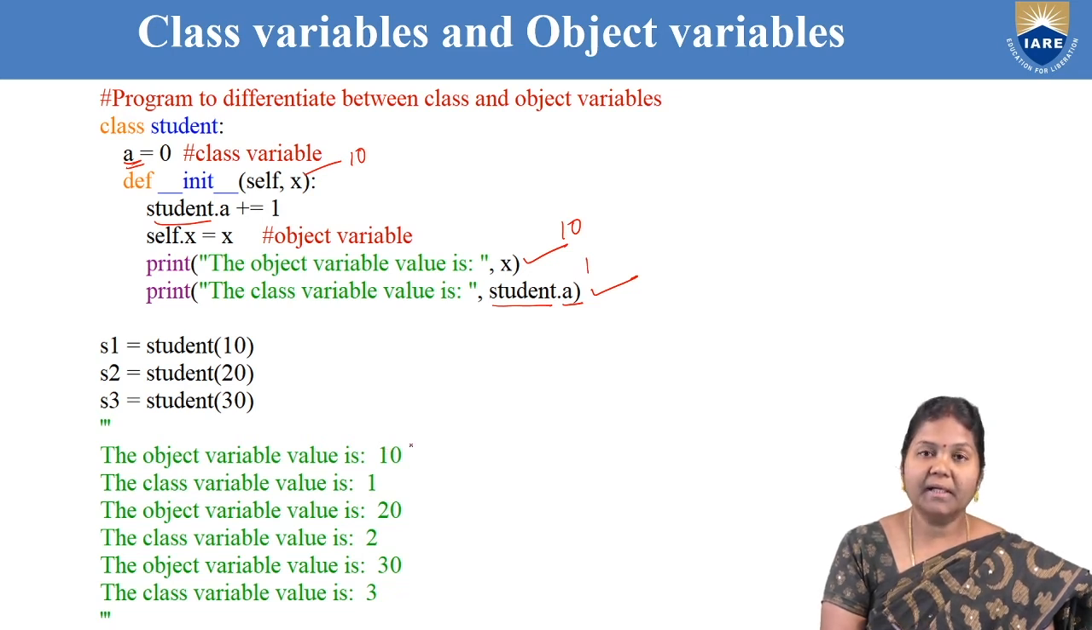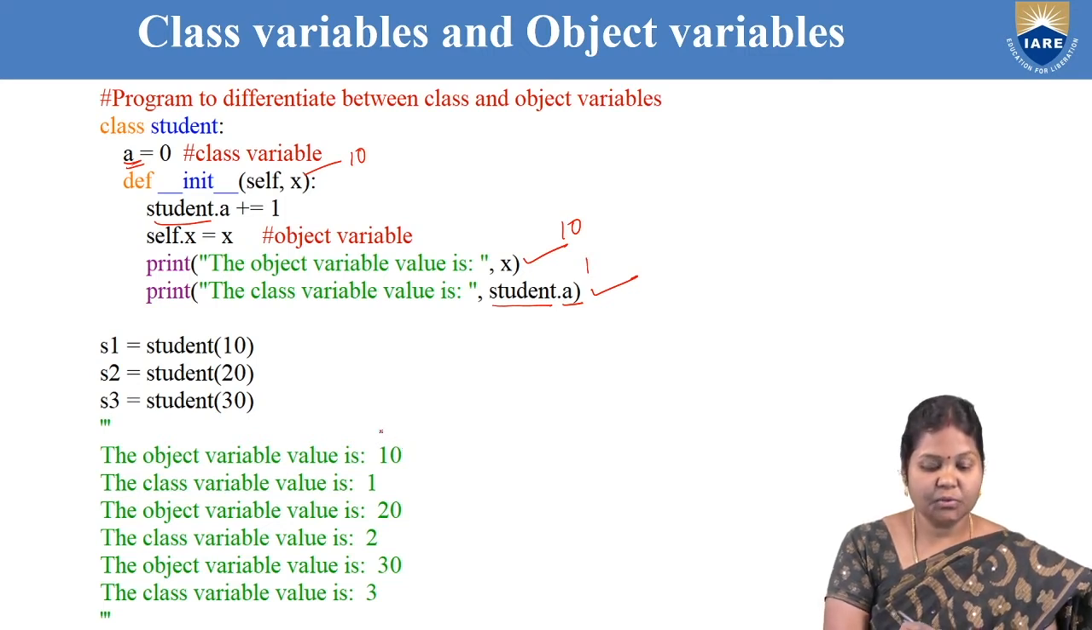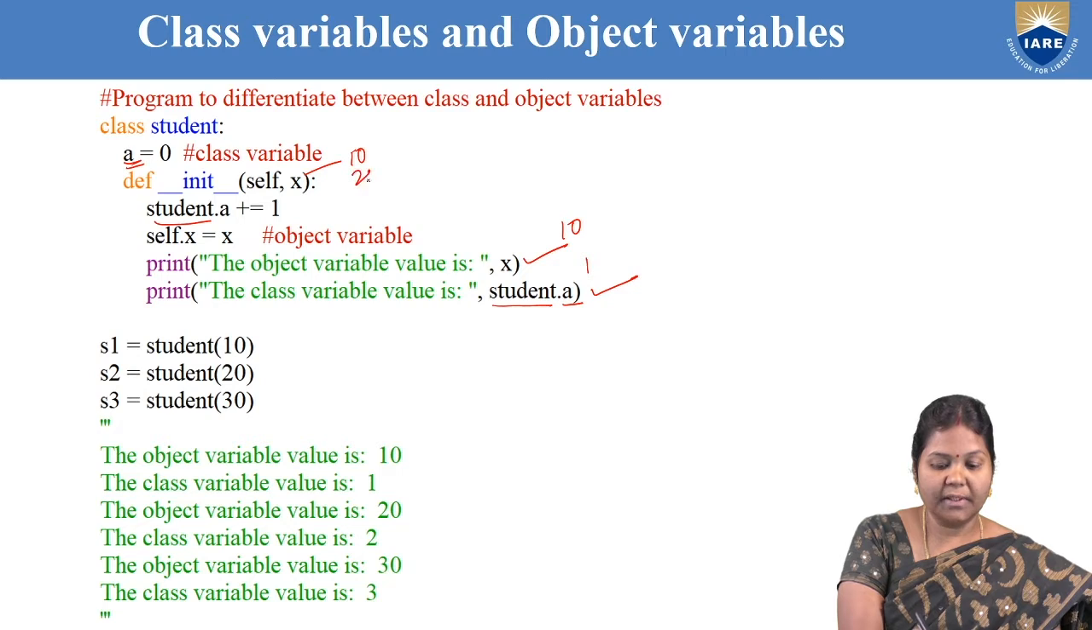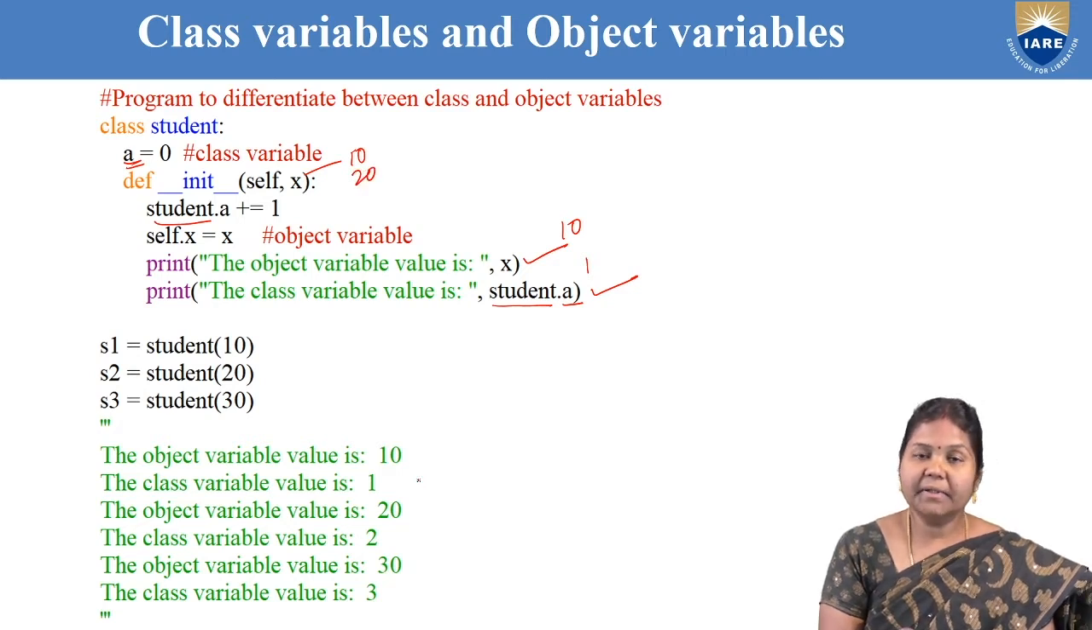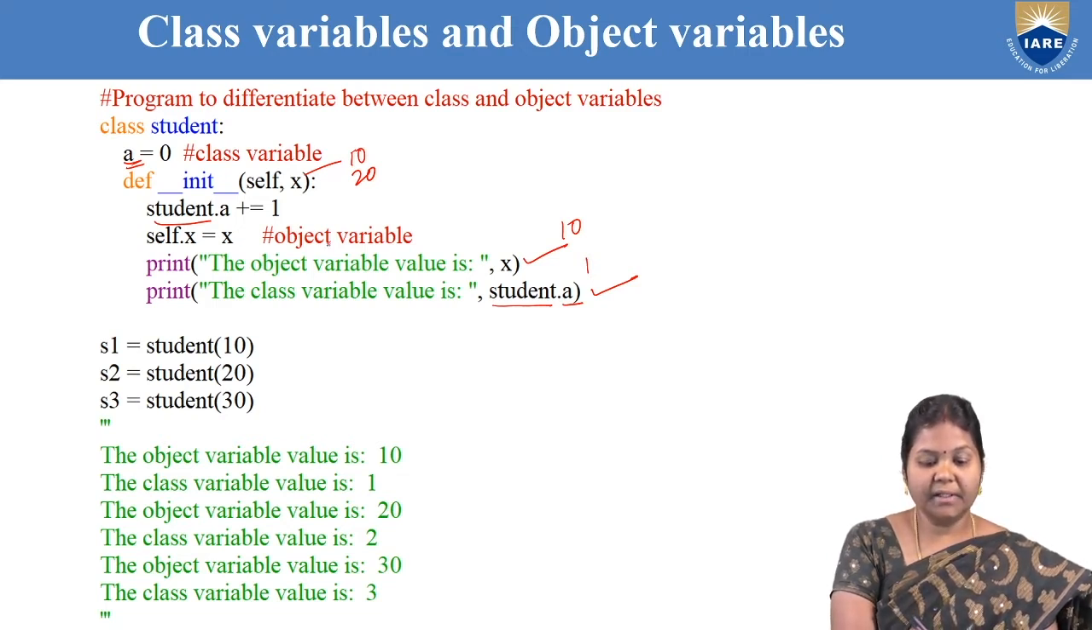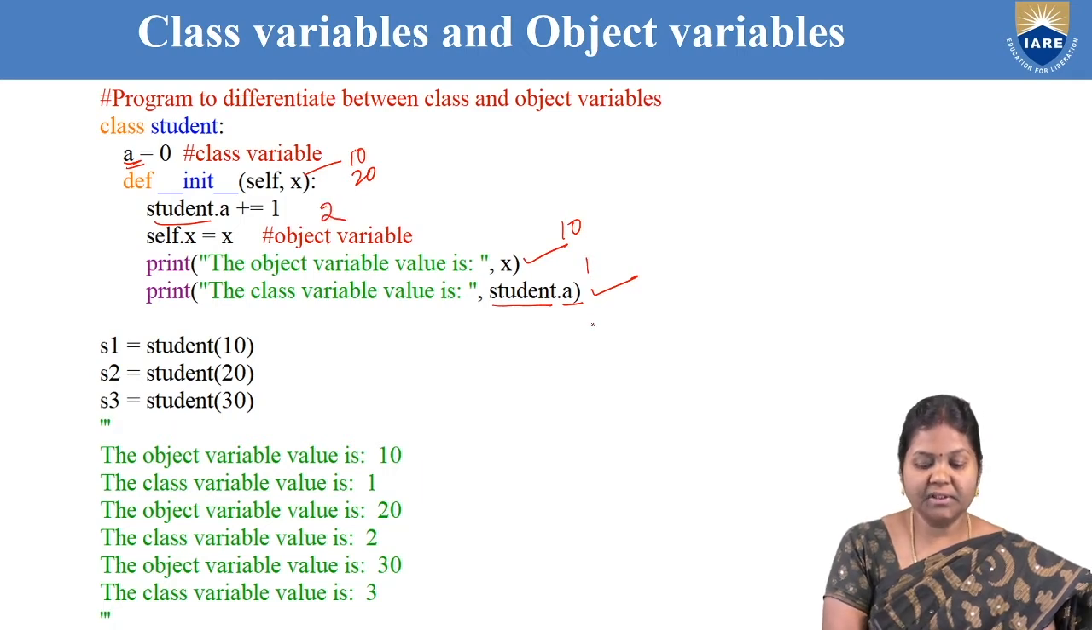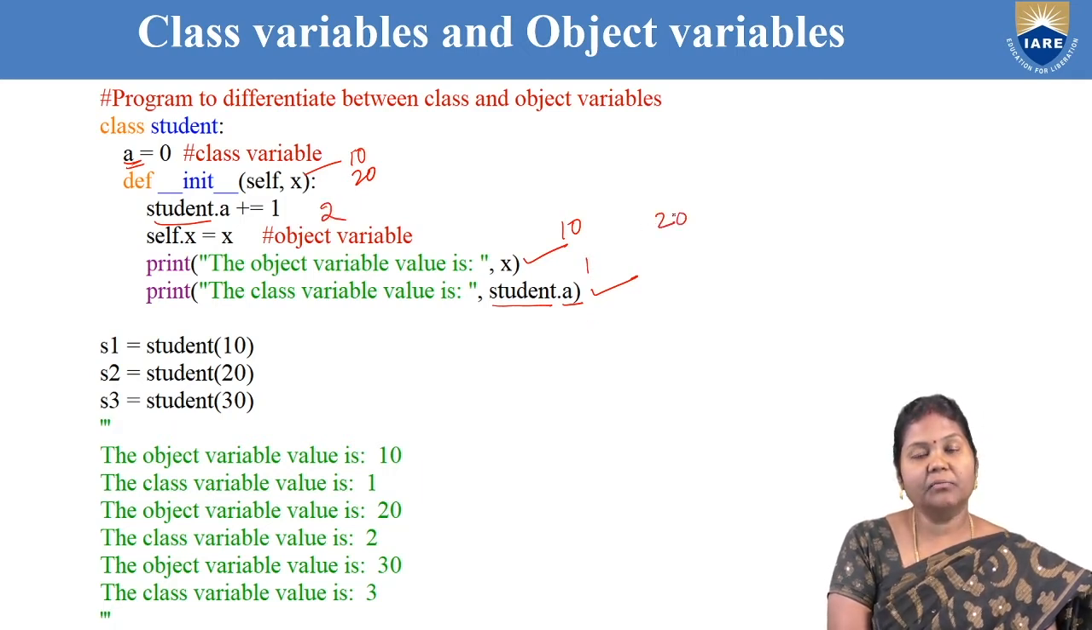The second time, when you are creating the second object and init is executed, the x value will be 20. And the value of the class variable will be retained. Earlier it was 1, now it becomes 2. It is incremented to 2. Then when you display, you will find the value of x is 20 and the value of the class variable is 2.